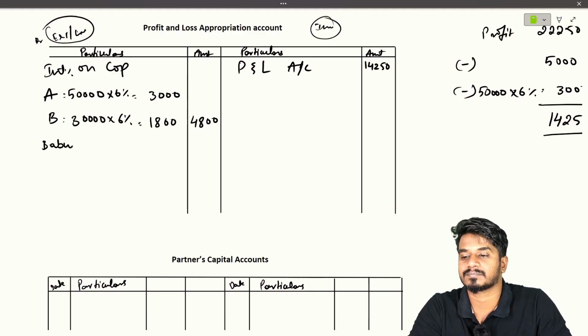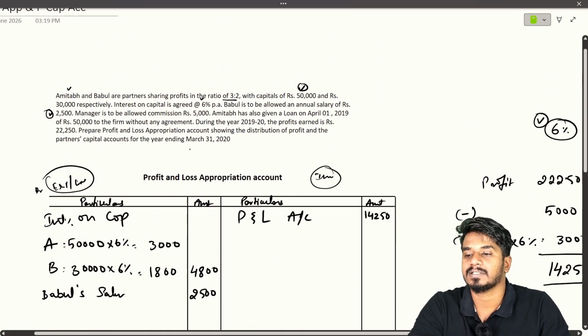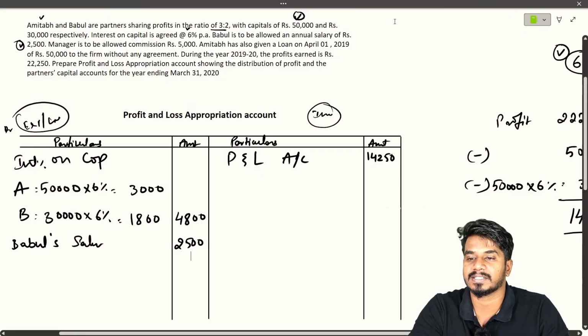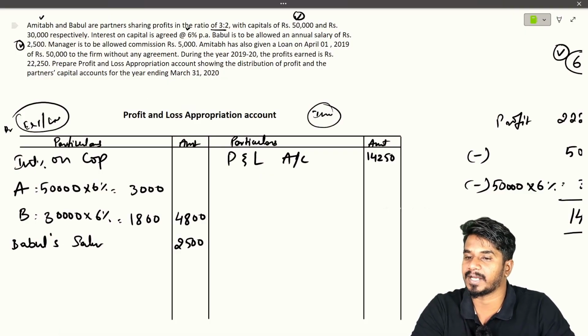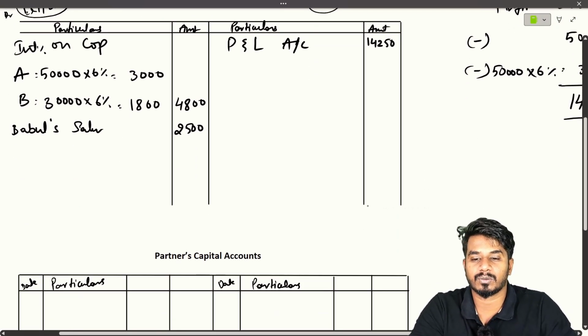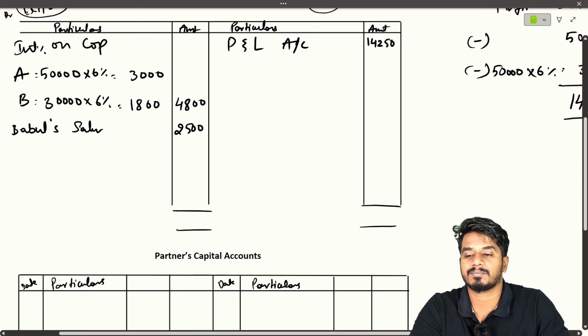Bubble's salary, how much is it? 2,500 rupees. Then what is given in the question? Manager's salary we minused. Amitabh's loan interest we minused. During the year profits were earned, everything is done. So we need to total and distribute the profit.